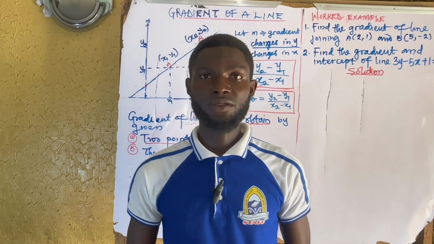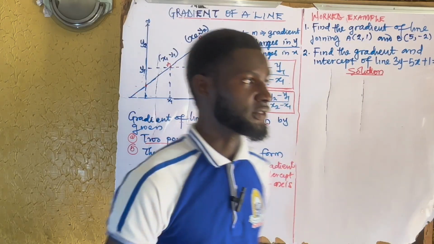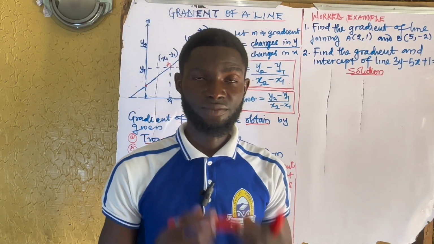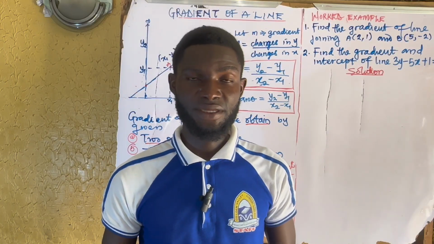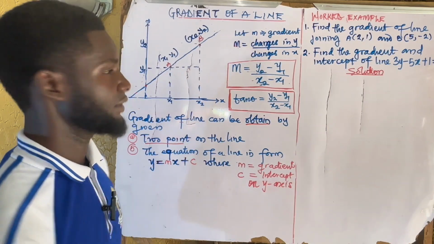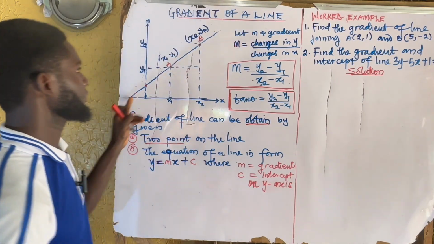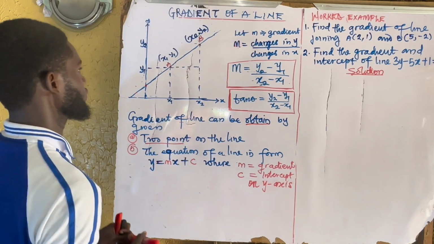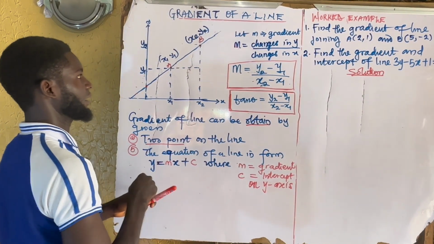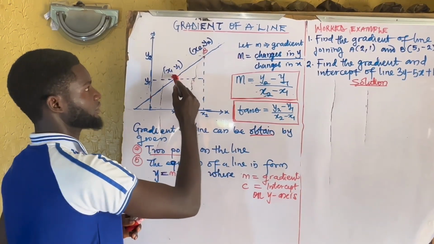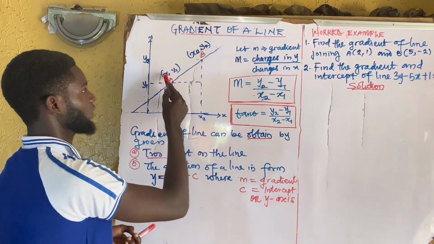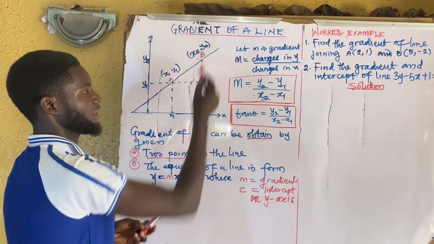Today we are going to be looking into the gradient of a line. The gradient of a line can be defined as the ratio of changes in y to changes in x as a point moves along a line. Now, let's consider a line on our xy plane. So we have a line on the xy plane, and we have 2 points on the line, point A and point B, having the coordinates x1, y1 and x2, y2.